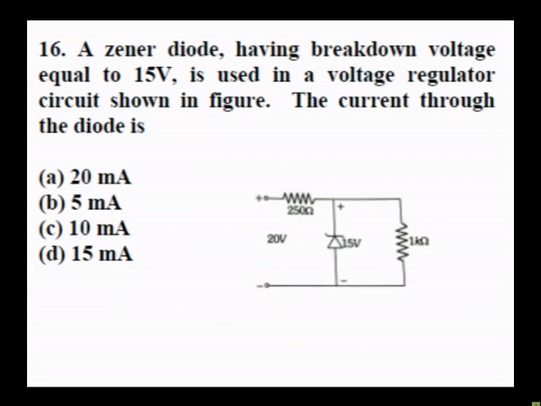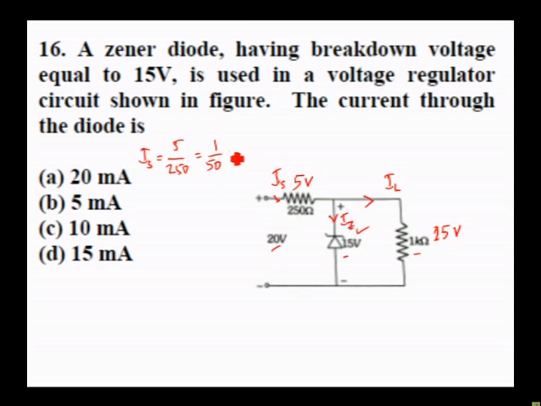A Zener diode having breakdown voltage equal to 15 volt is used in a voltage regulator shown in the figure. The current through the diode is? Now, since the Zener and this resistor are in parallel, you will get 15 volt here easily. Out of 20, if 15 is falling across Zener, then the rest, 5 volt, will fall across this series resistor. I can say that there is a current IS here, and it splits into I load and I Zener. So you can calculate IS first, voltage by resistance, 5 divided by 250.